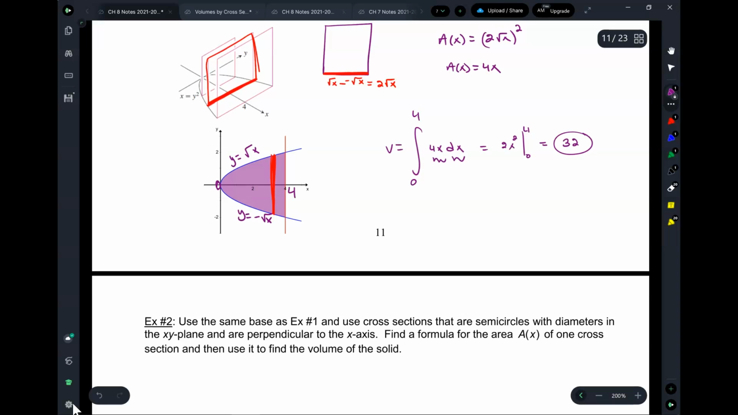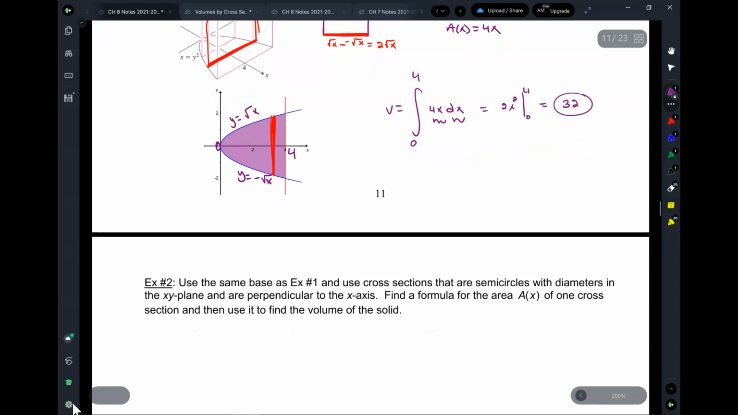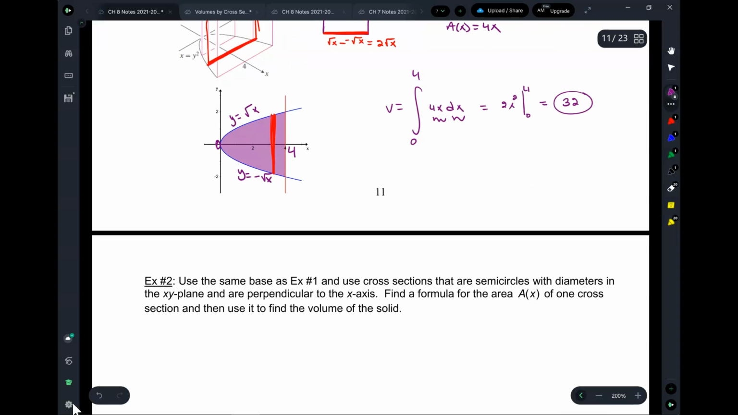Now, another one you could do. No units, just like area. Another thing you could be given is, same situation now. Use the same base as example number 1, but now cross sections are semicircles with diameters in the xy plane and perpendicular to the x-axis. What does that look like?